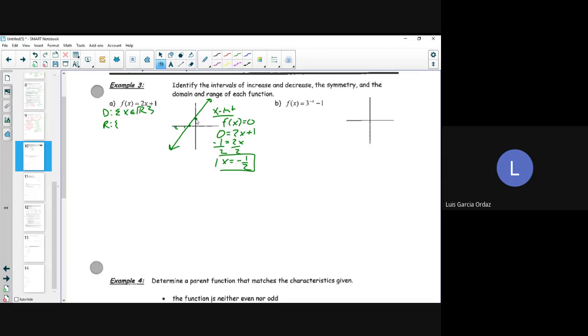So what would our range be for this one? All right. And let's go to the intervals of increase and decrease. If we're reading it from left to right, is there an interval of increase, decrease, or both? Increase. Okay.